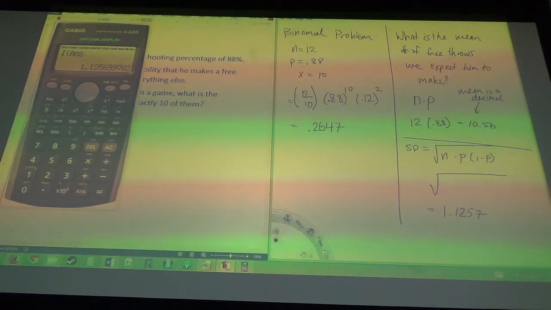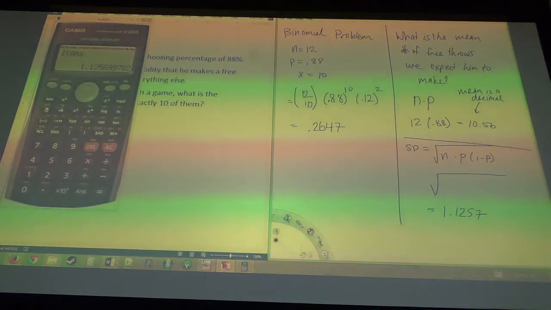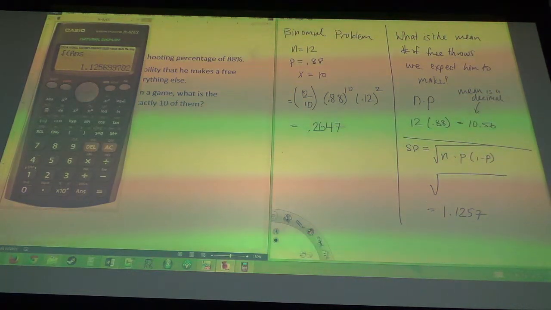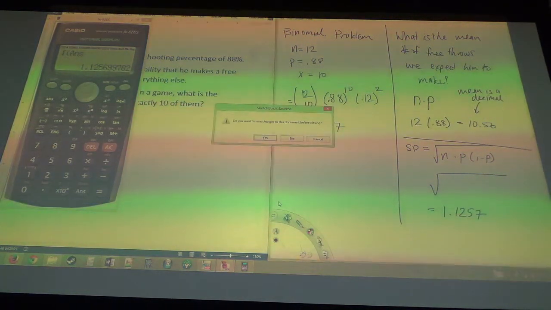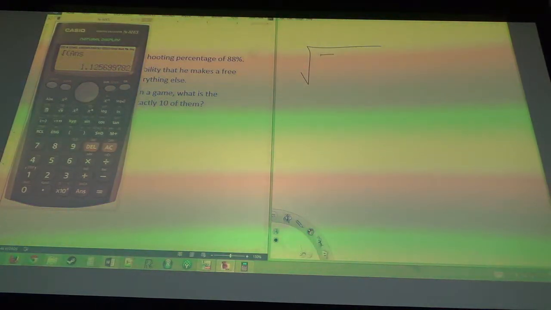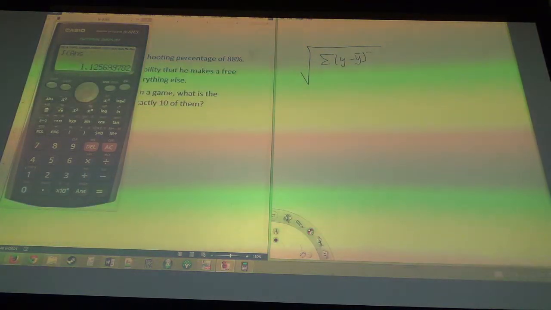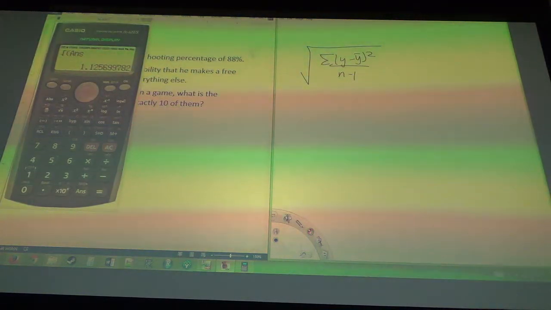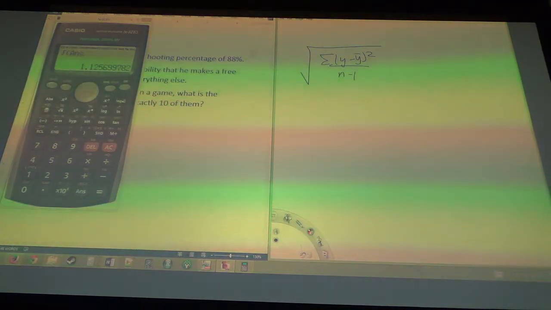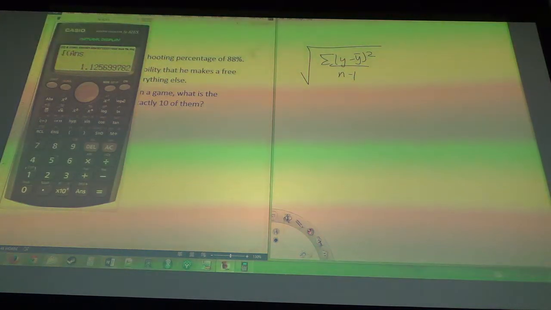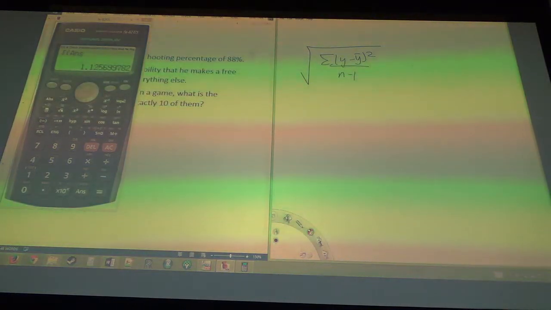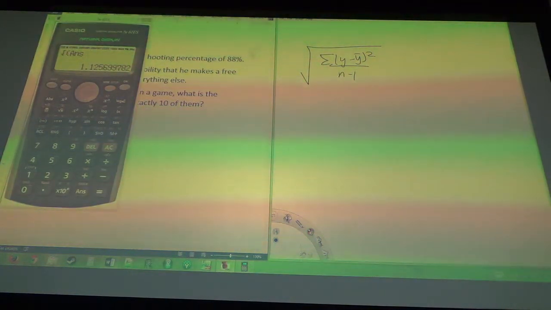But I will have answer choices where maybe the standard deviation is the square root of the sum of y minus y bar squared over n minus 1, okay? And so maybe one of the answer choices will be what you would get if you divided by n rather than n minus 1, okay? So if you make a mistake in your calculation, maybe your answer will line up with an available answer choice, but that's because you made a mistake.